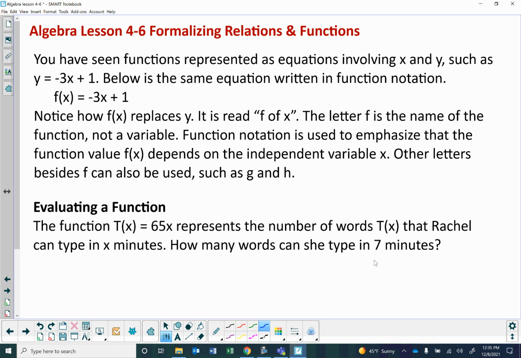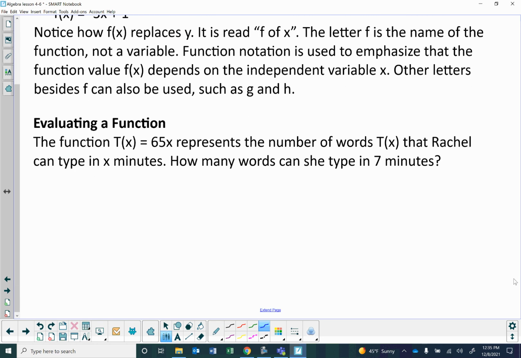So let's look at evaluating a function. It says the function t of x equals 65x represents the number of words t of x that Rachel can type in x number of minutes. In other words, she types 65 words a minute. How many words can she type in 7 minutes? To evaluate this, we're simply going to put in t of x equals 65 times 7, because we're replacing x with 7. Then we multiply it together. So t of x is going to equal 65 times 7, which is 455 words. Rachel can type 455 words in 7 minutes.